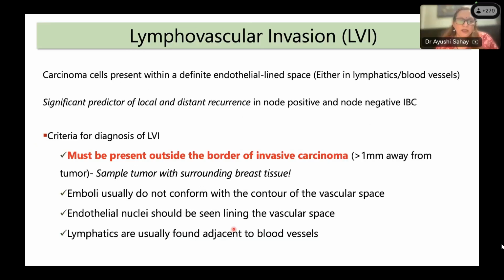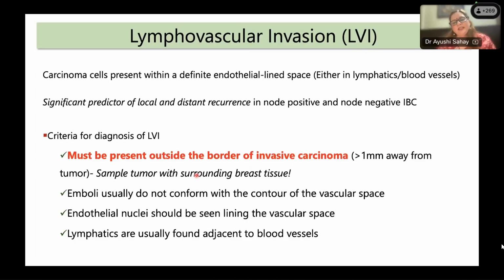Similarly, lymphovascular emboli, when there are carcinoma cells present in the endothelium lined space, which can be lymphatic or blood vessel, this is a significant predictor of local and distant recurrence in node positive and node negative breast carcinoma. And when do you call LVI? This I will just cover, though it is basically a microscopic feature, but it is important. When you have to assess the LVI, it should be present outside the border of the invasive carcinoma, at least 1 millimeter away from the tumor. So again, you need to sample tumor with surrounding breast tissue.